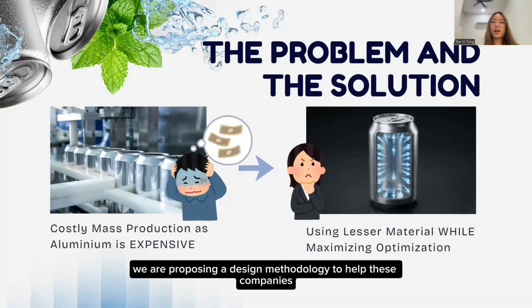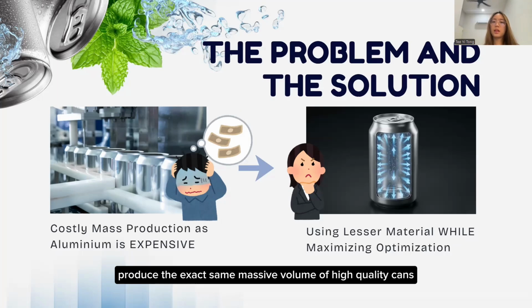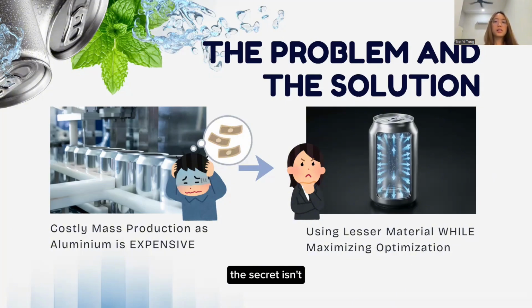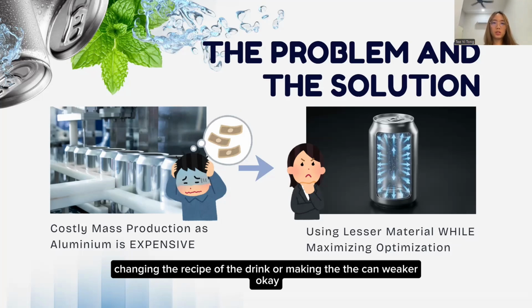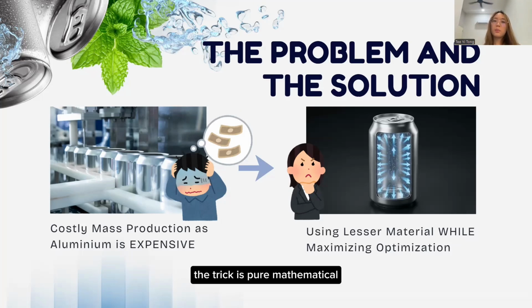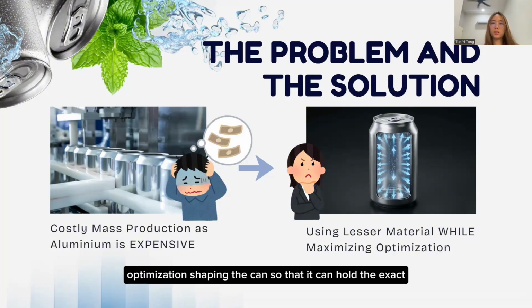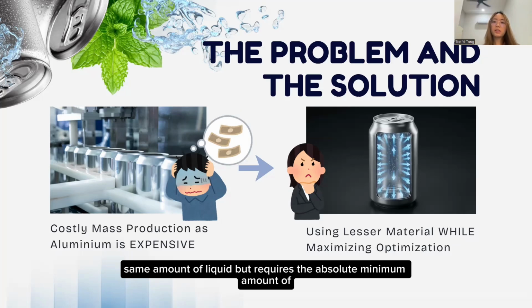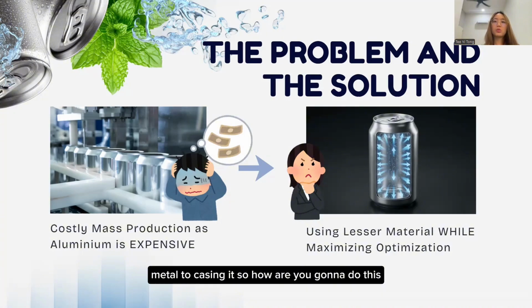We are proposing a design methodology to help these companies produce the exact same massive volume of high quality cans, but still using significantly less material, which is aluminium. The secret isn't changing the recipe of the drink or making the can weaker, okay? The trick is pure mathematical optimization, shaping the can so that it can hold the exact same amount of liquid, but requires the absolute minimum amount of metal to encase it.